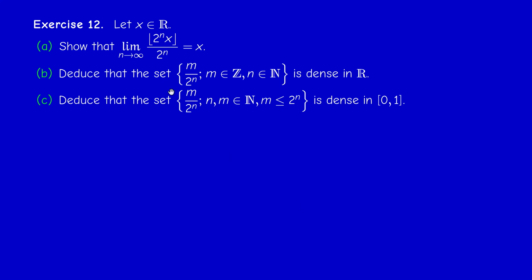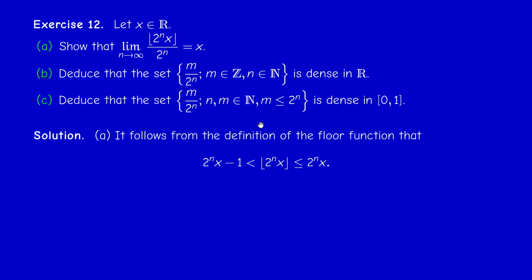Okay, first question. We have to prove that the limit of the floor function of 2^n x over 2^n, as n tends to infinity, is x, and deduce the density of two sets. This is easy, actually. We go back to the definition.